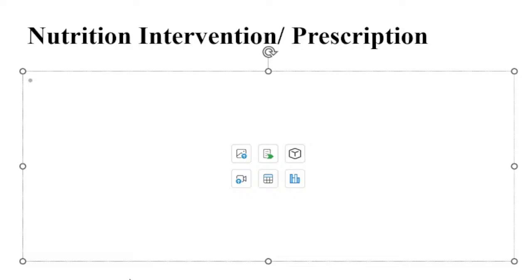Intervention. Planning the intervention. Please, can somebody help us with that too? Planning the intervention. Oh, my people, it's like everybody is quiet on me now. Okay, Edith wants to help again. Edith, please, can you unmute?